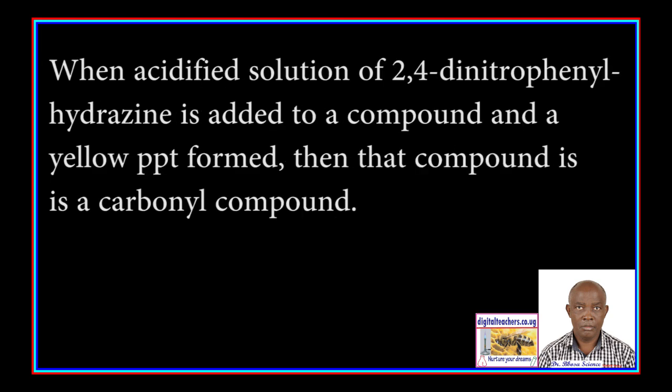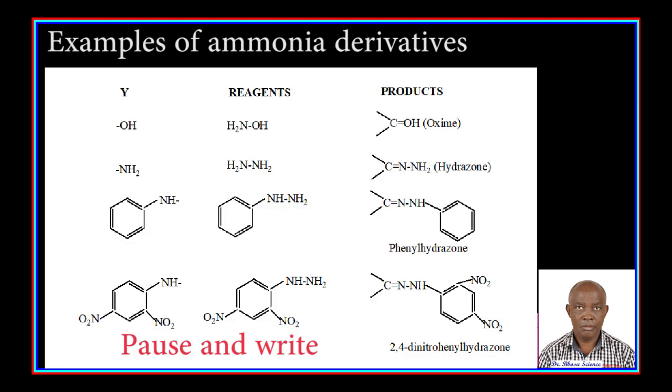When an acidified solution of 2,4-dinitrophenylhydrazine is added to a compound and a yellow precipitate is formed, then that compound is a carbonyl compound. Examples of ammonium derivatives.